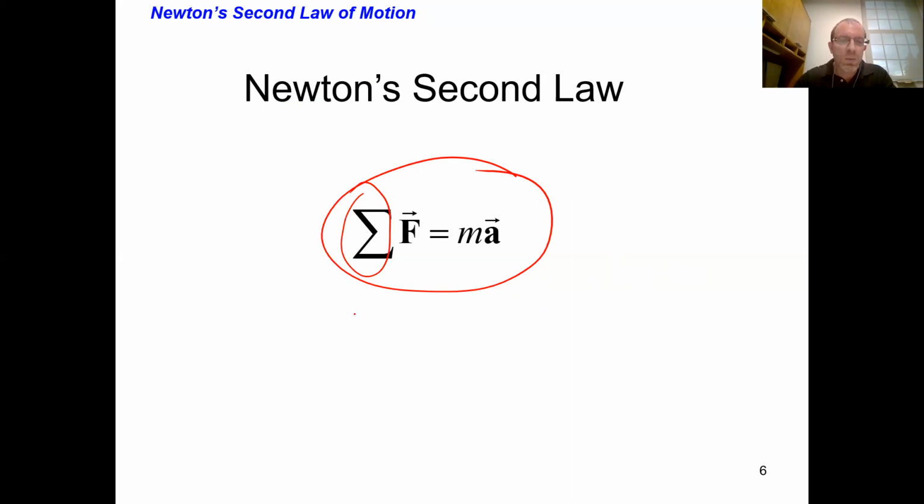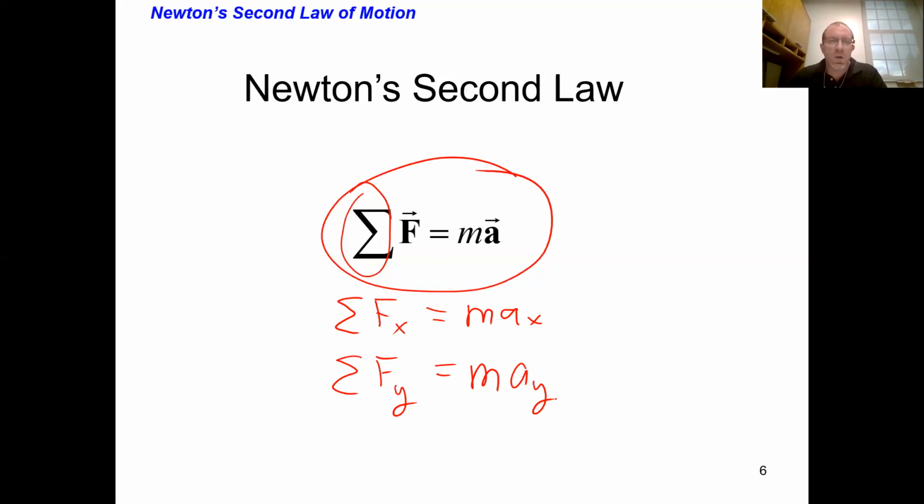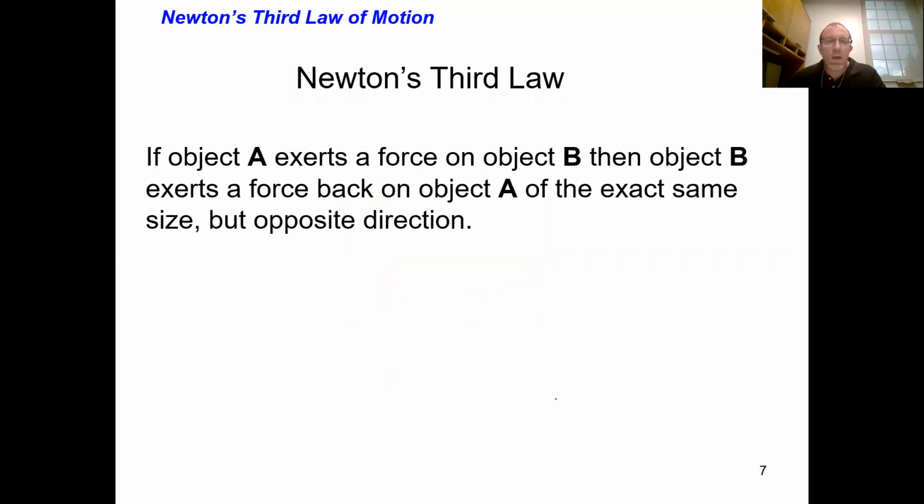And what I can do is break this into x and y components so that the sum of all the x parts of my forces is equal to mass times acceleration in the x direction. And the sum of all the y parts of my forces is equal to mass times acceleration in the y direction. Just like we did with kinematics in 2D, we broke it up into x and y directions. We can do the same thing when we start talking about forces. All right, so that's Newton's second law. This is going to be our powerhouse that we're going to use a lot in this chapter in order to solve problems. All right, what about Newton's third law?